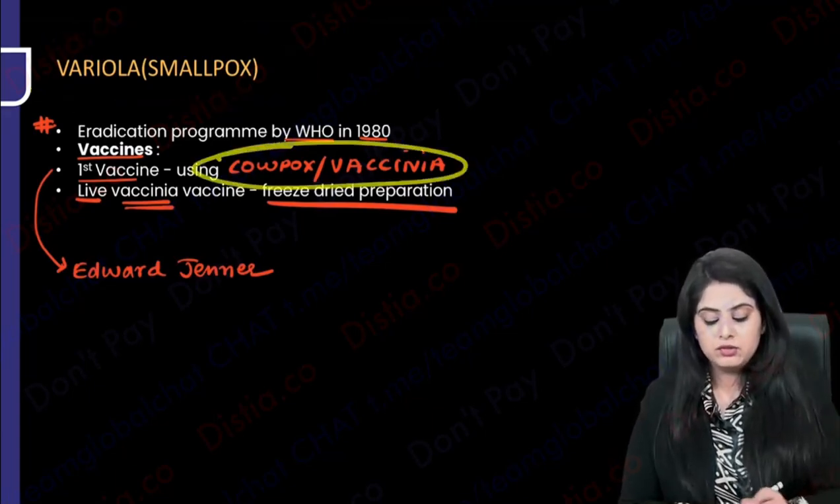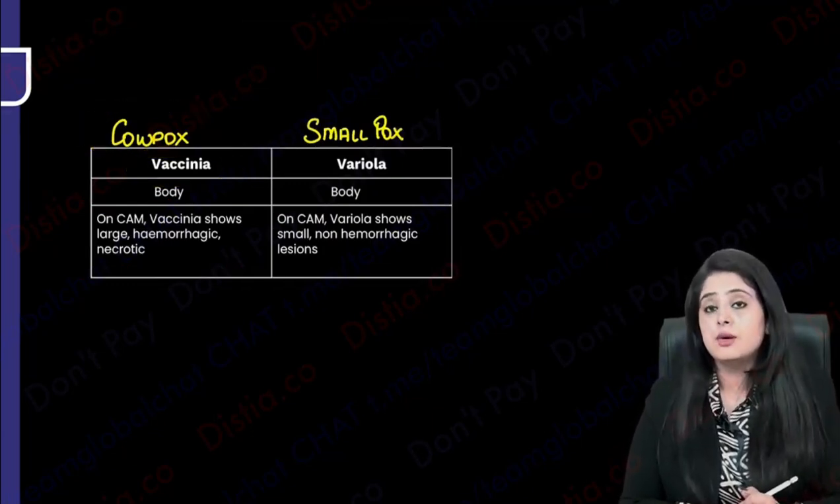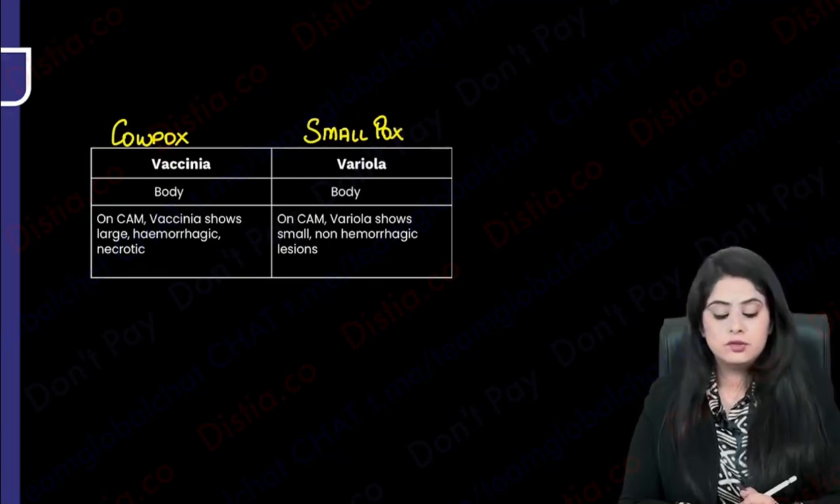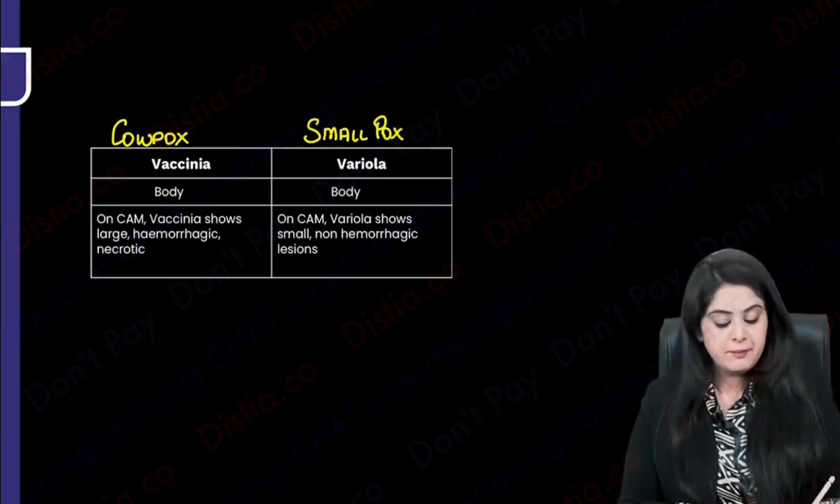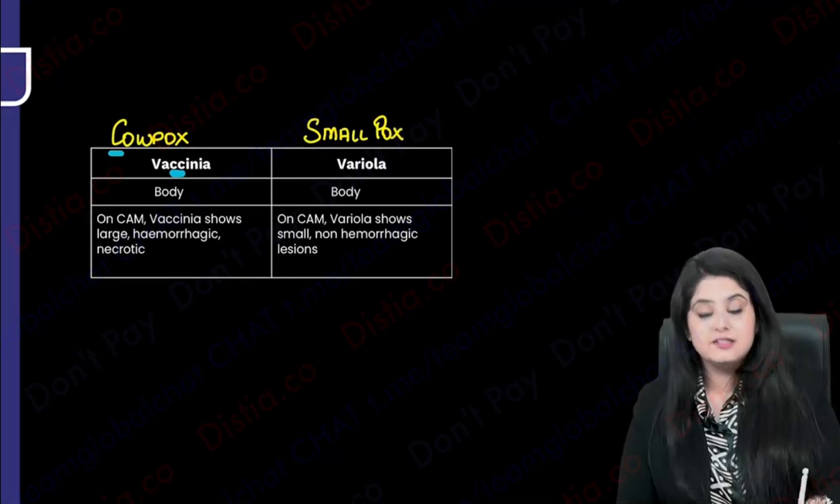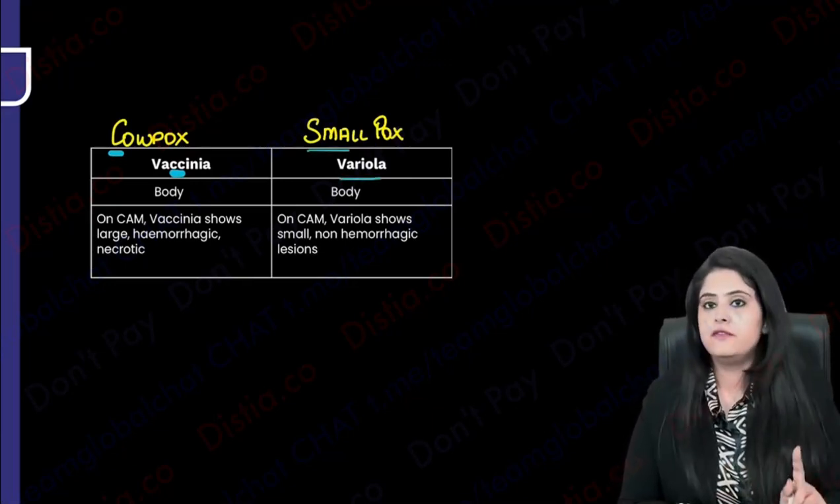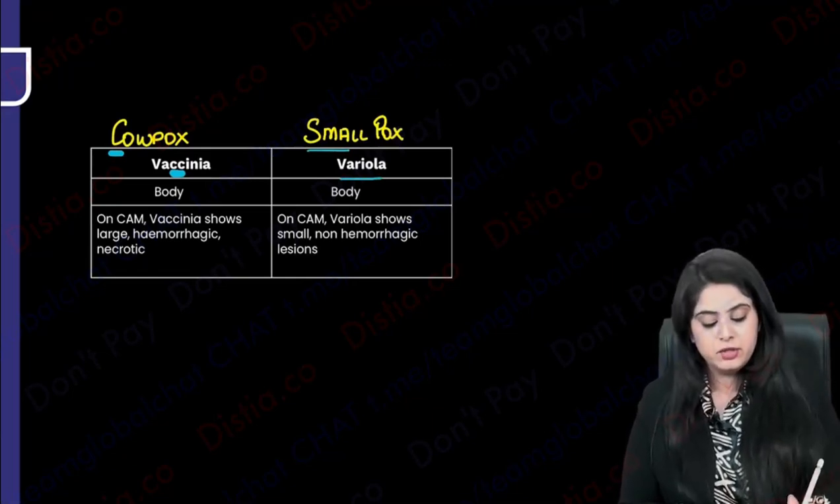What is this cowpox? So obviously, this is something that you see in cows, but can it come to humans also? Yes, it can. So please remember that vaccinia, I'm going to tell you the mnemonic. Vaccinia is the cowpox and variola is going to be the smallpox. No confusion. Vaccinia CC is going to be the cowpox.